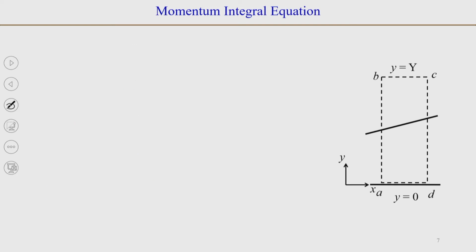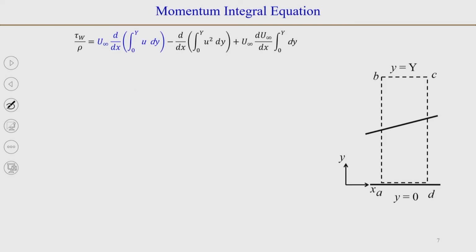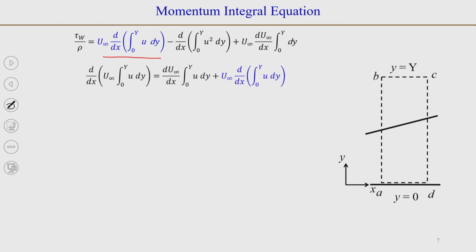Okay. So, let us look at this equation and see if we can do something here. The first term we can write down in a different form. If we differentiate u infinity into the integral from 0 to y of u dy, u infinity is in general a function of x.